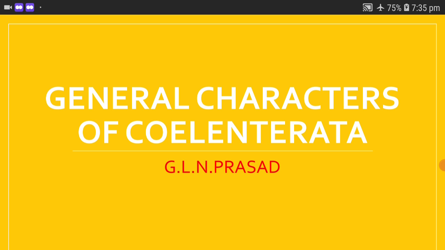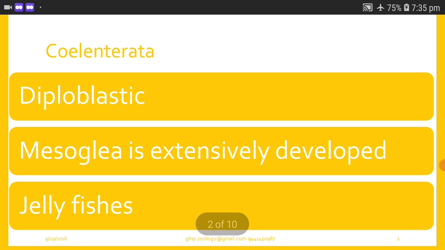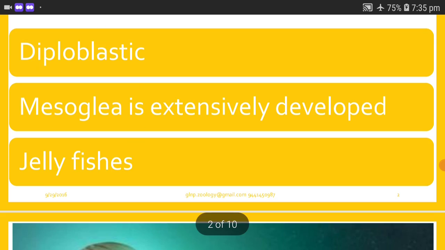And these coelenterates are also called stinging animalcules. Why are these called stinging animalcules? We will learn in the subsequent slides. So, here the slide goes like this. Coelenterates are also called cnidarians and they are diploblastic in nature. Mesoglea is extensively developed, and jellyfishes are the best example for coelenterates.